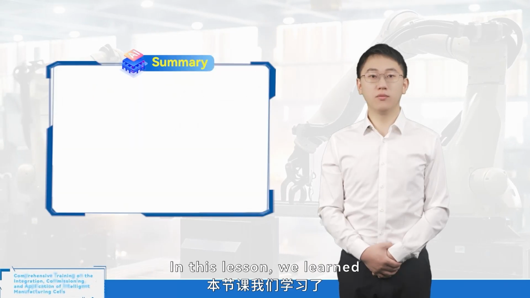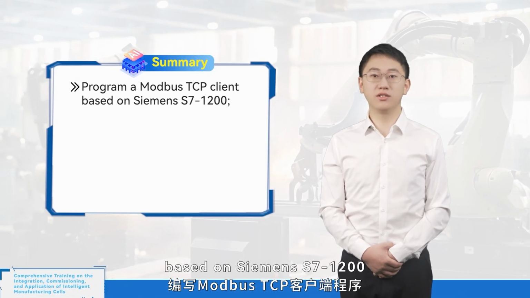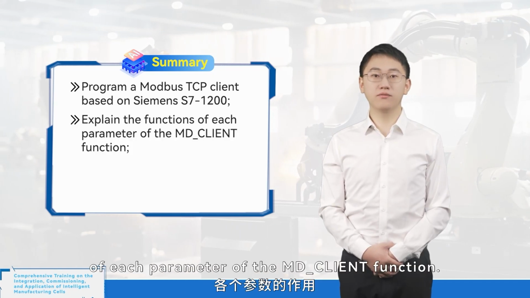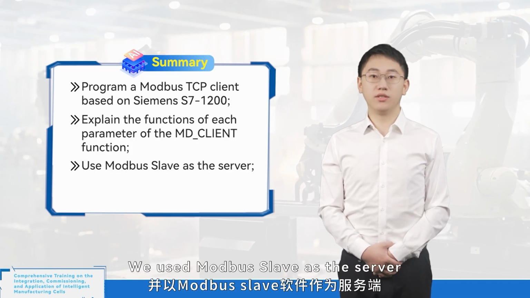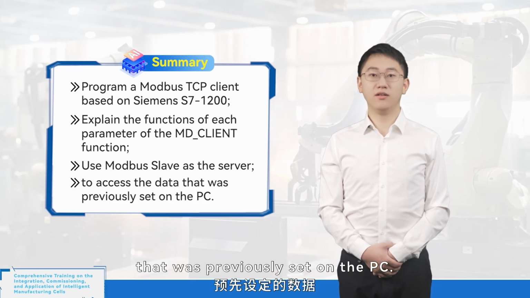In this lesson, we learned to program a Modbus TCP client based on Siemens S7-1200 and explained the functions of each parameter of the MB client function. We used Modbus Slave as the server to access the data that was previously set on the PC.